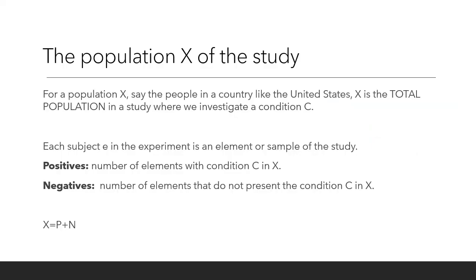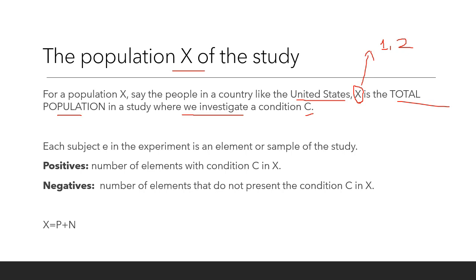First, I will discuss very basic concepts, but concepts that I think are important to refresh before we discuss this. What is the population X of a study? For example, if we have people in the US, the people are X, okay? People are X. So one person, 2, 3, 4, to the 330 million approximately that we have in the US. So that is the total population in the study where we investigate, and that's the key, we are investigating something about this population X. In this case, a condition C, that's the condition.